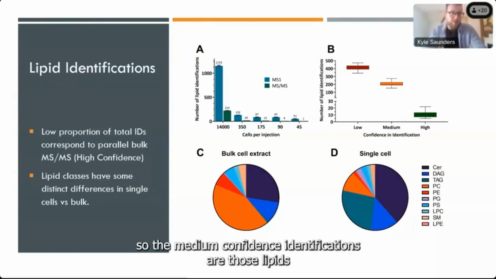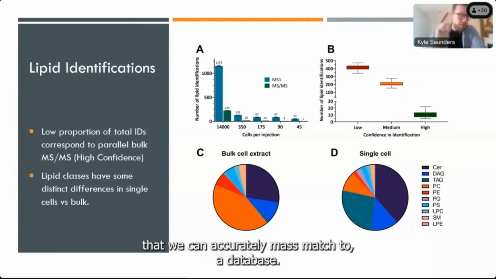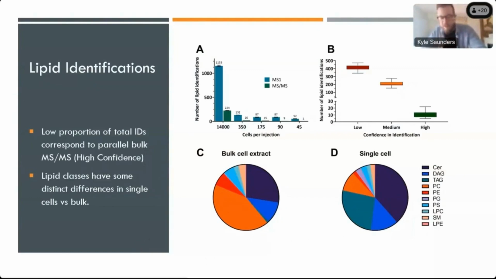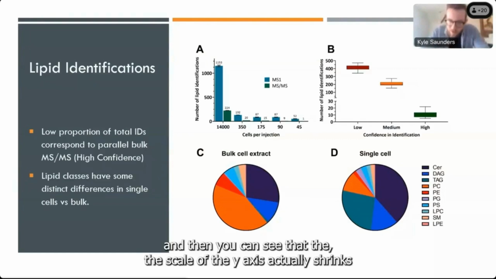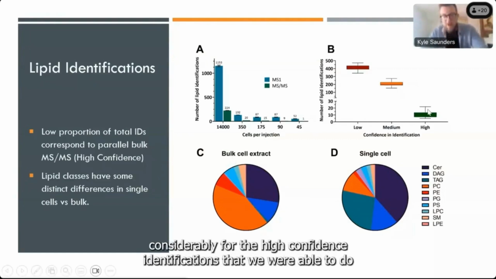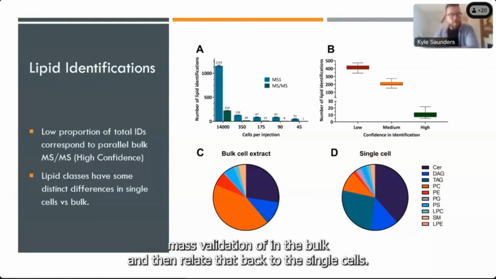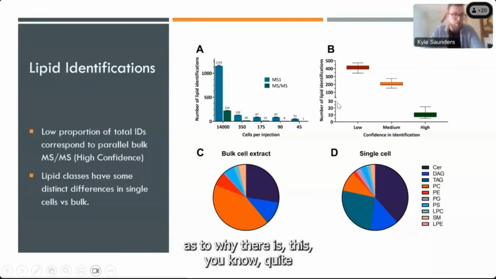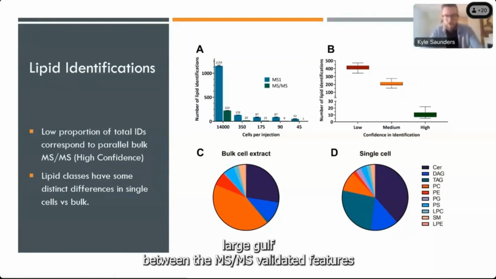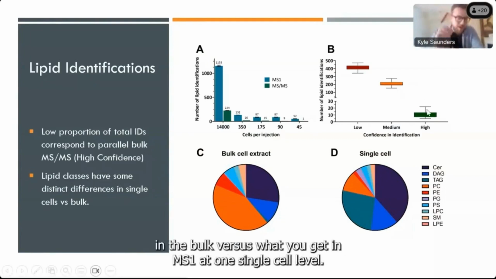So the medium confidence identifications are those lipids that we can accurately mass match to a database. We use LIPID MAPS for this particular study, and we get a decent number there, on average about 200 per single cell. And then you can see that the scale of the y-axis actually shrinks considerably for the high confidence identifications that we were able to do MS/MS validation of in the bulk and then relate that back to the single cell. And the reason for this disparity, there are quite a few explanations as to why there is this quite large gulf between the MS/MS validated features in the bulk versus what you get in MS1 at the single cell level.